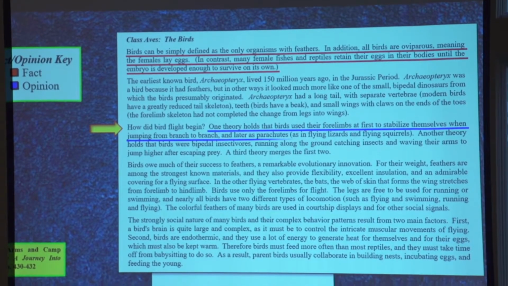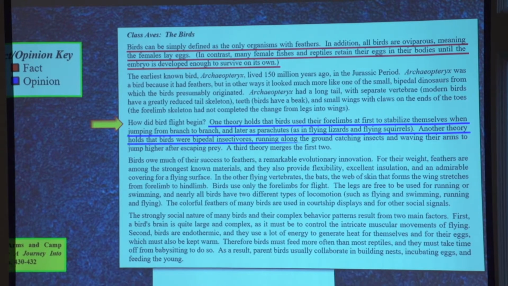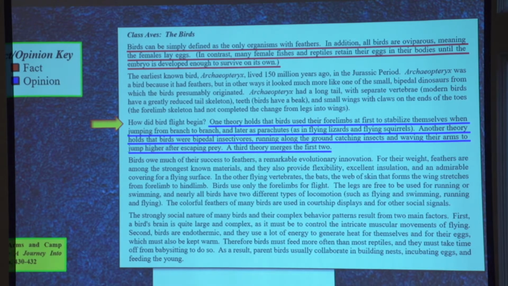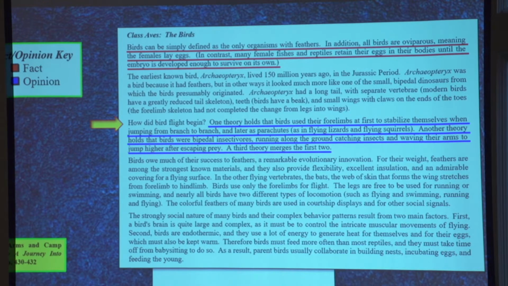How did bird flight begin? This is right out of their textbook. One theory holds that birds used their forelimbs at first to stabilize themselves when jumping from branch to branch, and later as parachutes, as in flying lizards and flying squirrels. Another theory holds that birds were bipedal insectivores, running along the ground, catching insects, waving their arms to jump higher after escaping prey. A third theory merges the two.